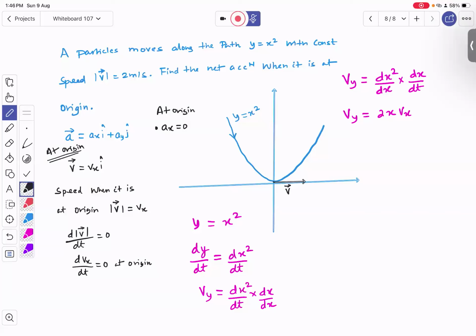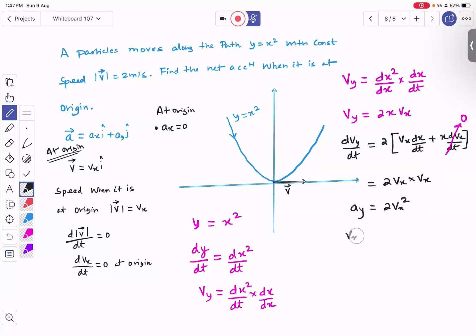So we will differentiate it to find Ay. So dVy by dt, I will directly apply the product rule. That will be Vx into dx by dt plus x into dVx by dt. But when at origin, dVx by dt is going to be 0, so this one became 0. So what it is going to become is 2Vx into Vx, since dx by dt is Vx. So it is going to be 2Vx squared. So Ay at origin is 2Vx square.